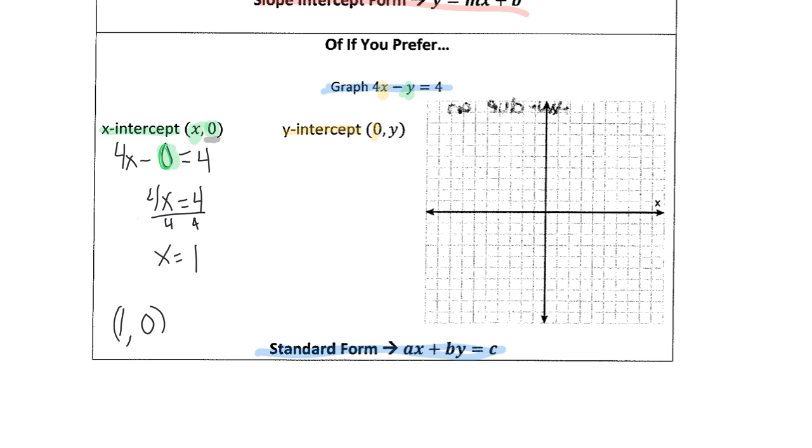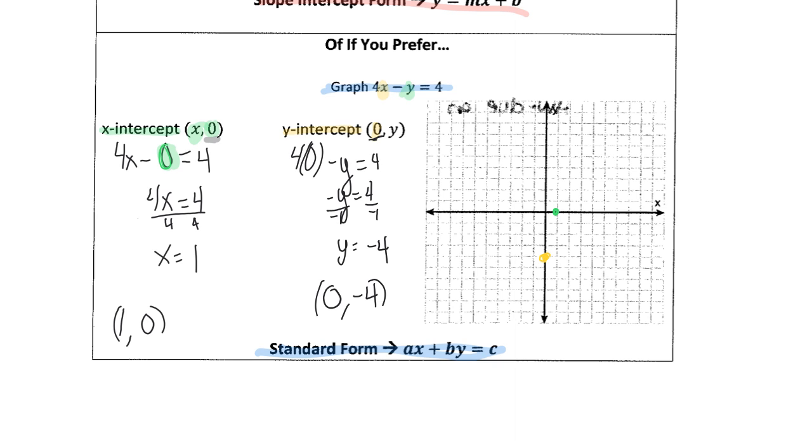Now to find your y-intercept, you plug in 0 for x and solve for y. So we have 4 times 0 minus y equals 4. So we get negative y equals 4. Divide by negative 1. Y equals negative 4. Okay, so then our y-intercept is 0, negative 4. Okay, so now we just plot those 2 points. So we plot 1, 0, and 0, negative 4.